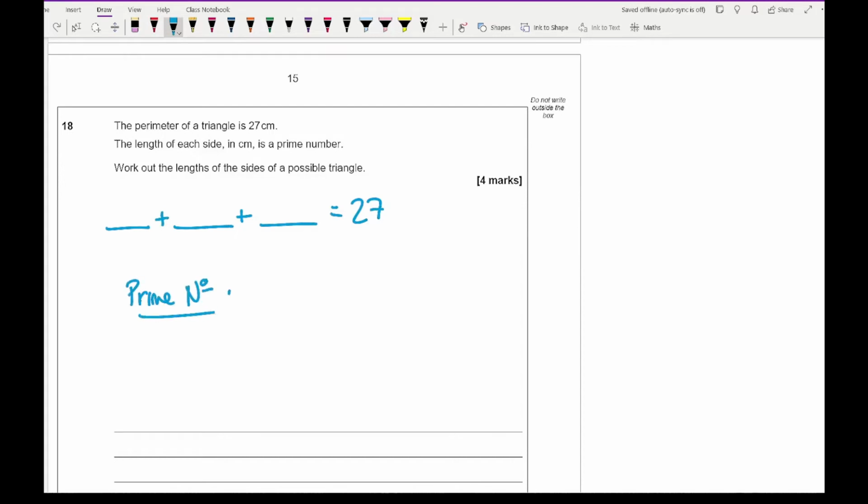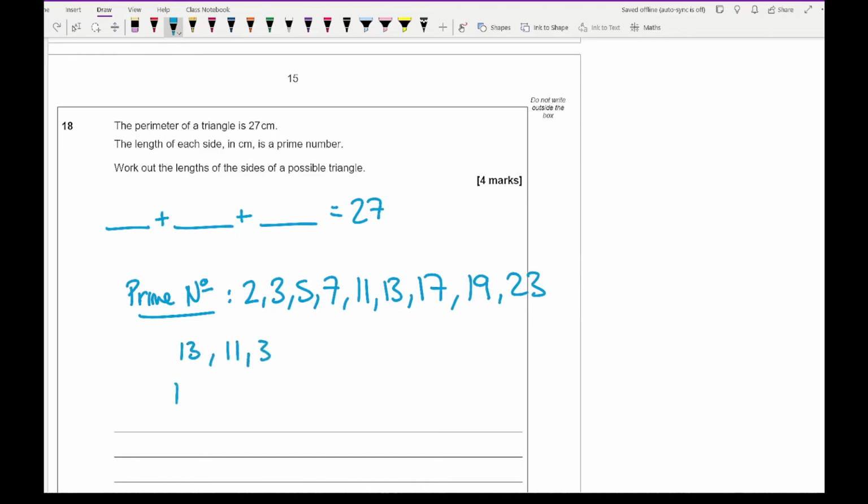So if I just write down the list of prime numbers, we've got 2, 3, 5, 7, 11, 13, 17, 19, 23, and I don't need to go any further than that. So I'm just going to pick 3 numbers where the total is 27. There's a few combinations we could have. You could have 11, 13 and 3 in any order. You could have 11, 11 and 5. And you can also have 13, 7 and 7, in which you could write any of those combinations in any particular order.